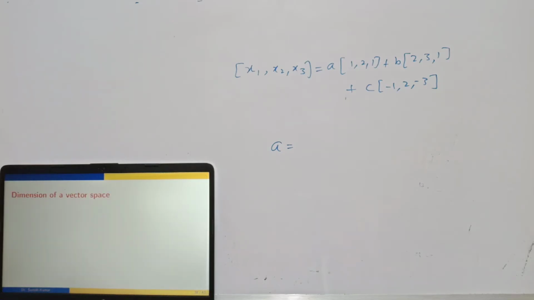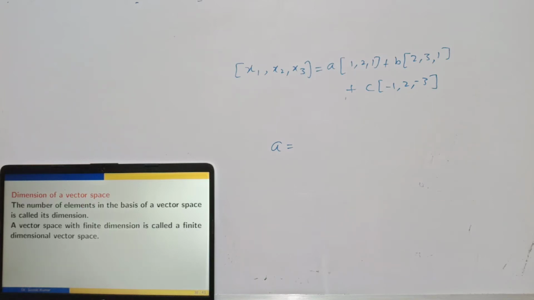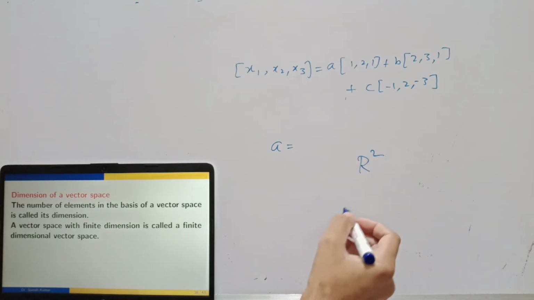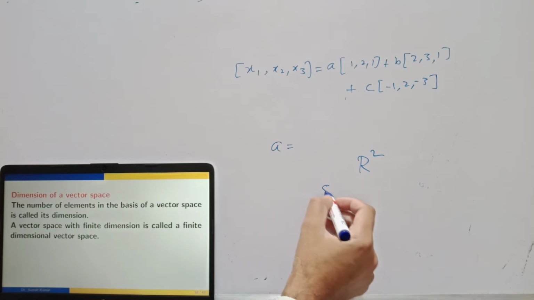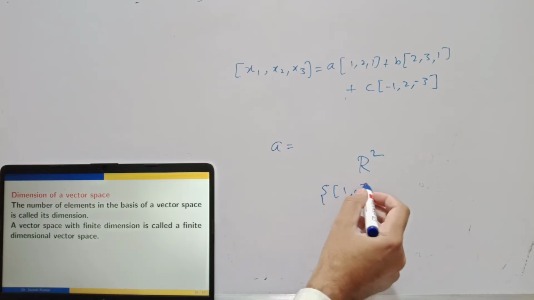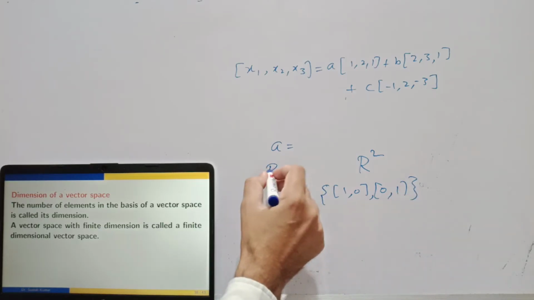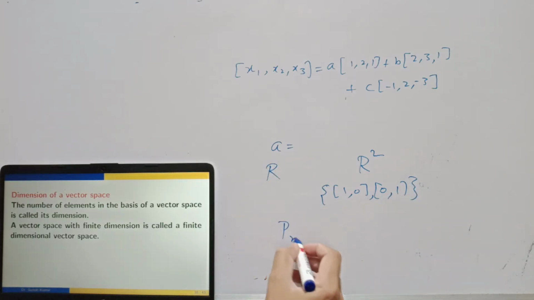This leads to a very important definition, the dimension of a vector space. What is it? The number of elements in the basis of a vector space is called its dimension. So what is the dimension of R2? You know one basis for it, (1, 0), (0, 1). So the dimension of R2 is 2. The dimension of R is 1. The dimension of Pn is how many vectors? 1, x, x square, up to x to the n is the standard basis that you remember, so n plus 1.